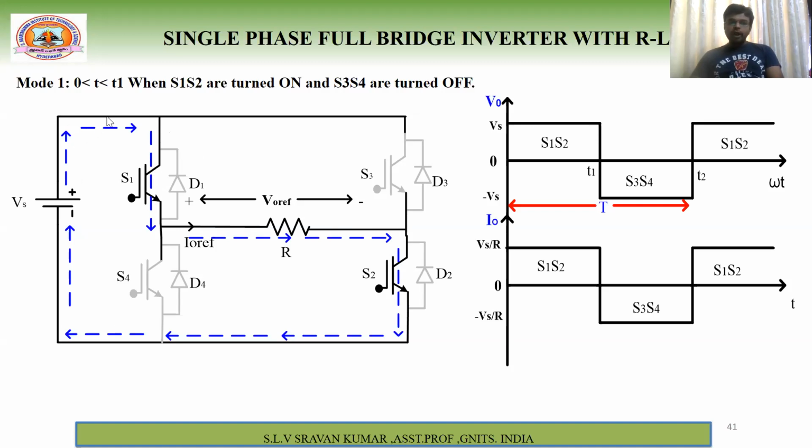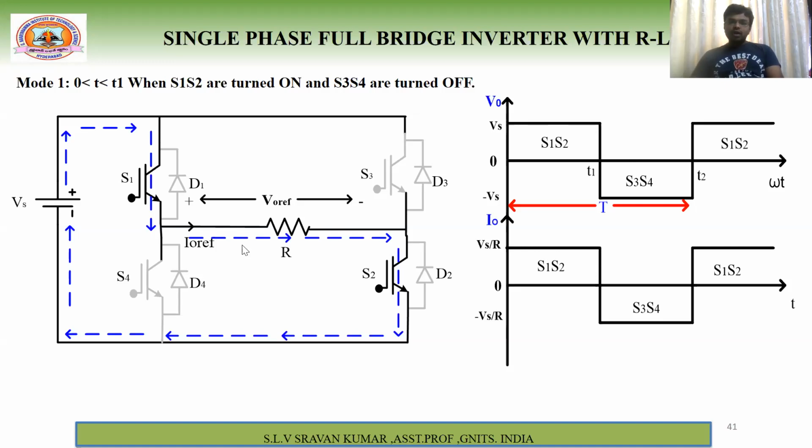The positive point will be connected to here and this negative point is connected here. Therefore, what is the output voltage? V0 is equal to Vs. So see here, V0 is equal to Vs from 0 to T1. Now, because of using resistive load, what is the shape of the current? For a resistive load, whatever the shape of the voltage, the same shape will exist here.